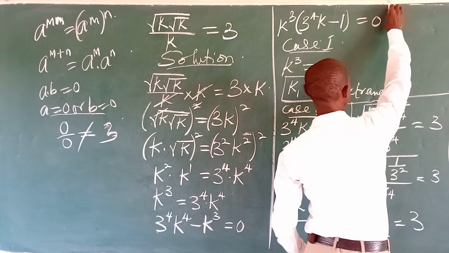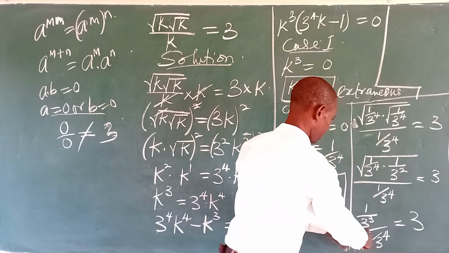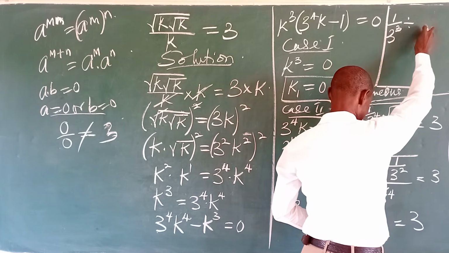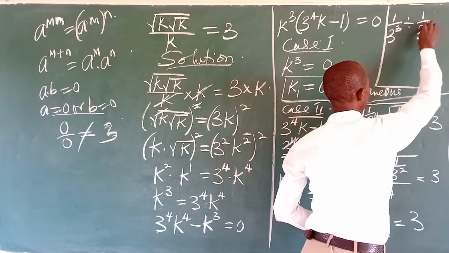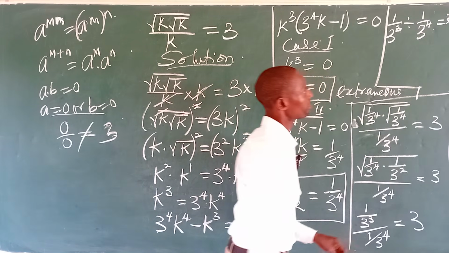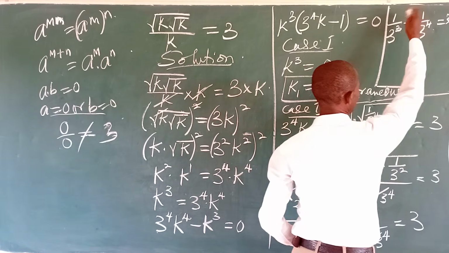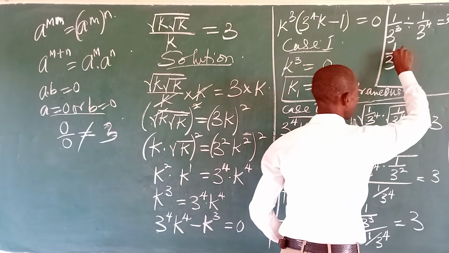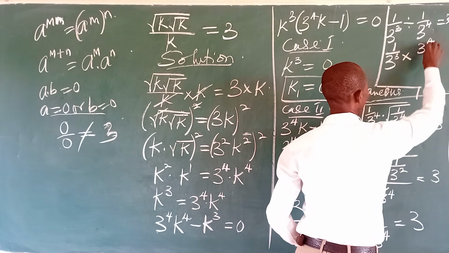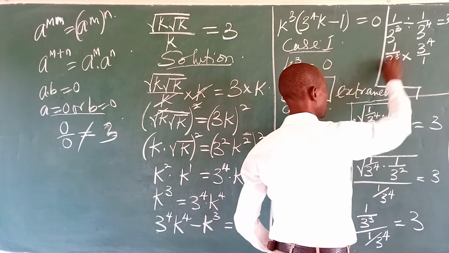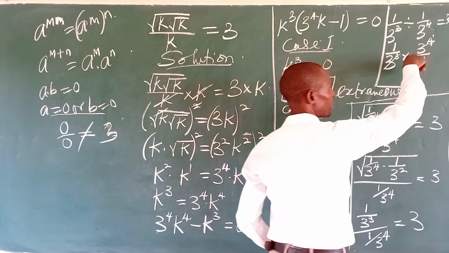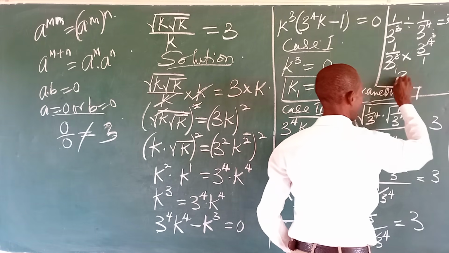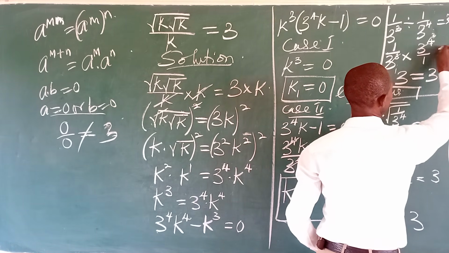Good. So we can rewrite this from here. If we rewrite, this is going to give us 1 all over 3 to the power of 3, then dividing 1 all over 3 to the power of 4 equal to 3. Easy. So what we do, we can change this to multiplication to give us 1 all over 3 to the power of 3 times 3 to the power of 4 all over 1. So the 1 will still be left here, and this is going to give us 3. And so we're going to have 3 is equal to 3.